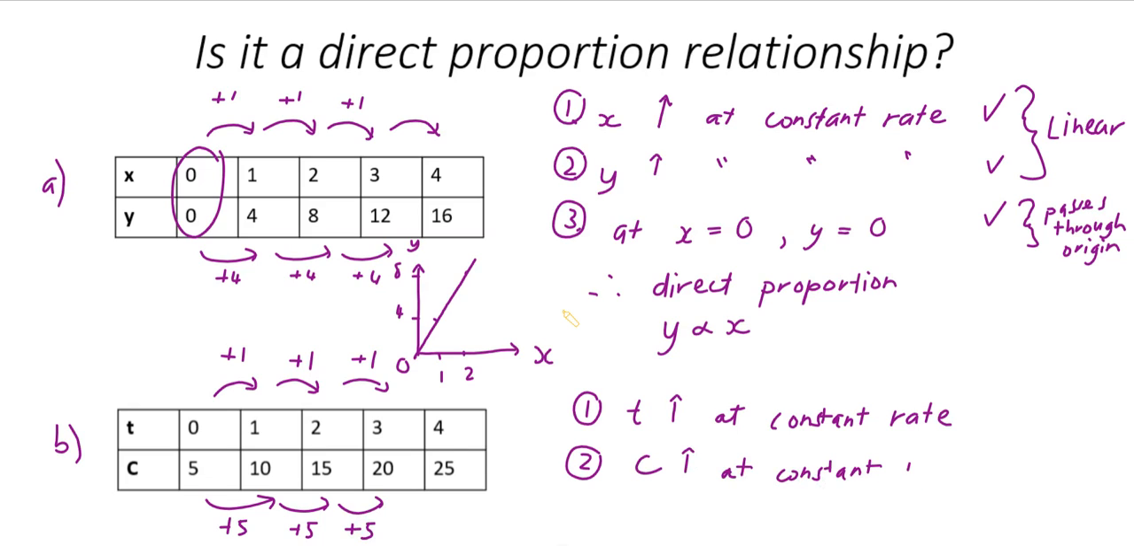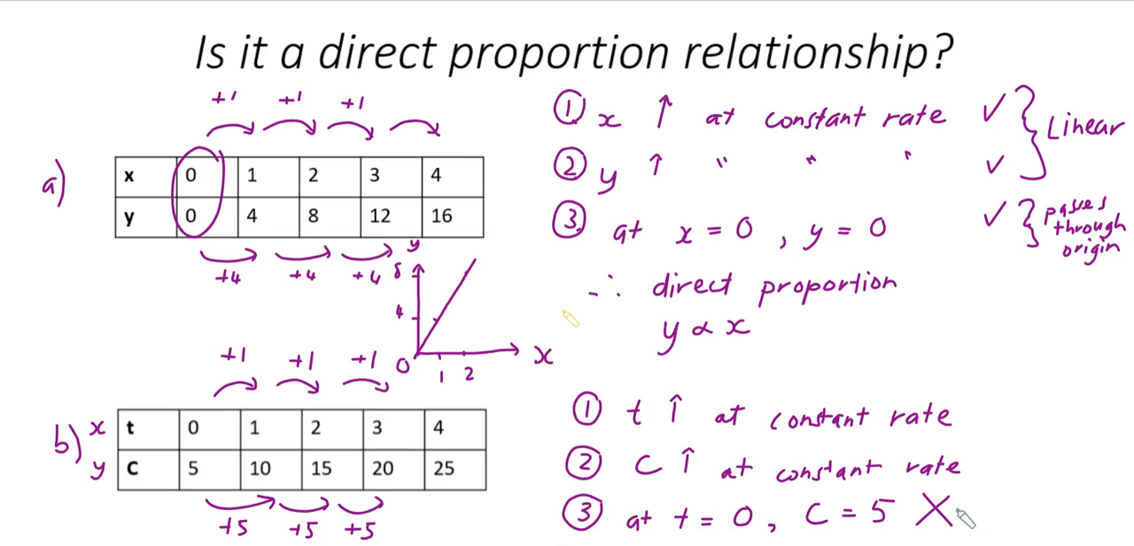And then we've just got to do our third and final check, which is at x equals 0, does y equal 0? So we come to the top of our table, because this is our x, y. We look for t equals 0. And what's our y value? It's 5. So that's not right. At t equals 0, that's not directly proportional. At t equals 0, C equals 5. I'm just reading off the table there.